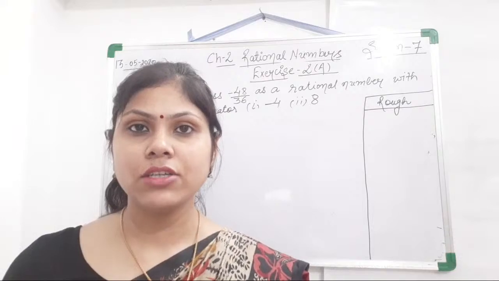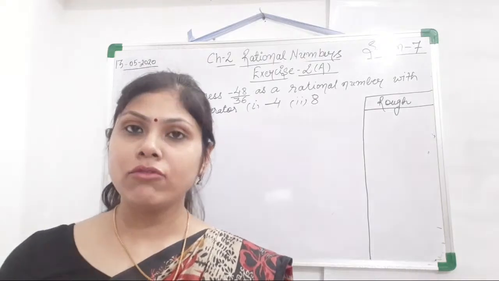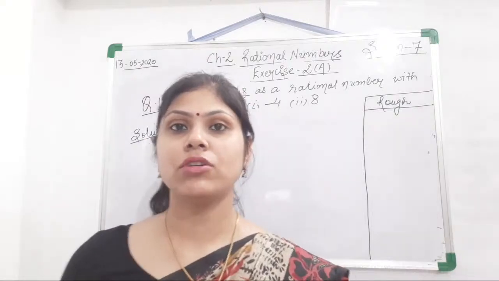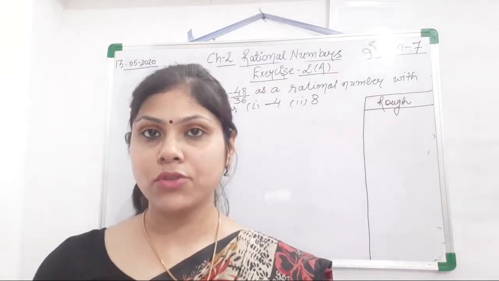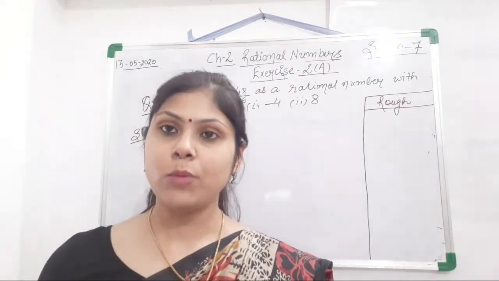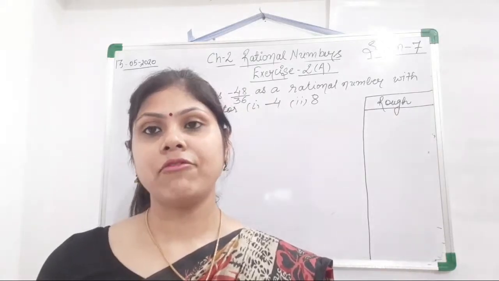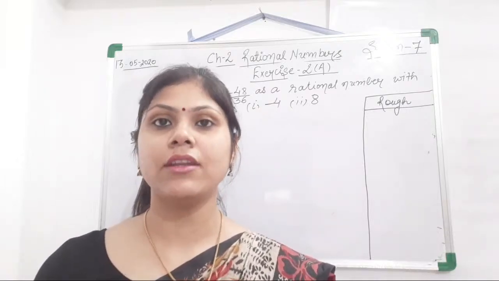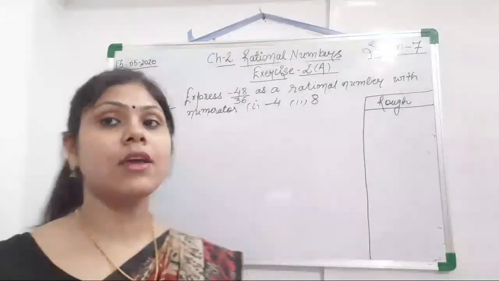In the last session, I started chapter 2, rational numbers, and I gave you the concept of rational numbers. What is a rational number? What are the negative numbers? What are the positive numbers? And then we did exercise questions, and I gave you some questions as homework. I hope you all have completed that. That was very easy, just like fractions, but in fractions there were no negative numbers, and here you're getting negative numbers as well.